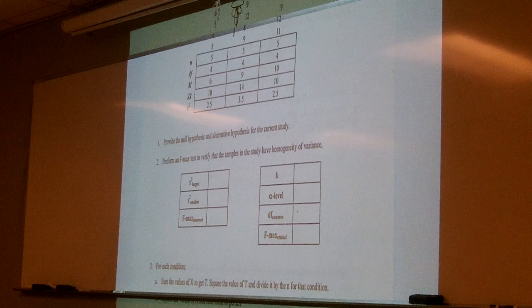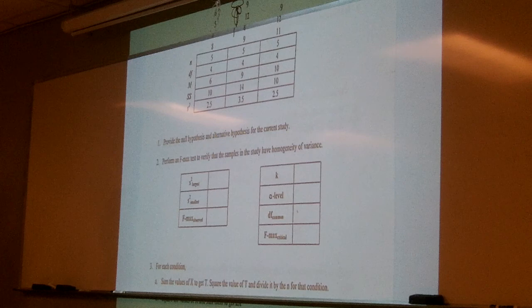So we've got two hypotheses. The null hypothesis is there will be no difference in length of stay for patients depending on whether they have an affective disorder, a cognitive disorder, or a drug-related condition. Our alternate hypothesis is there will be a difference between those three groups in terms of length of stay.